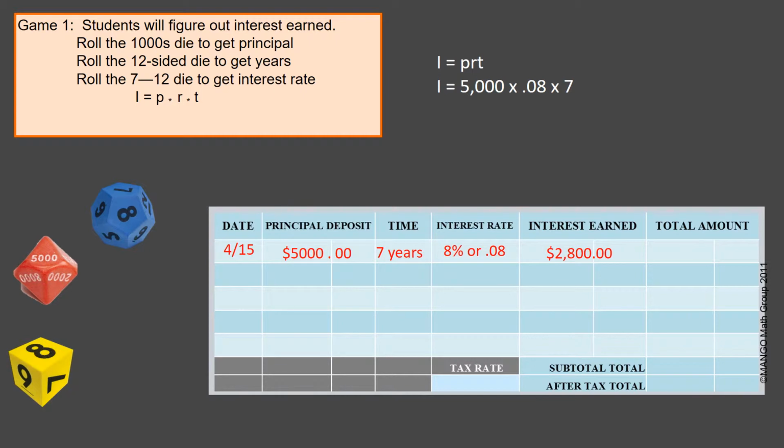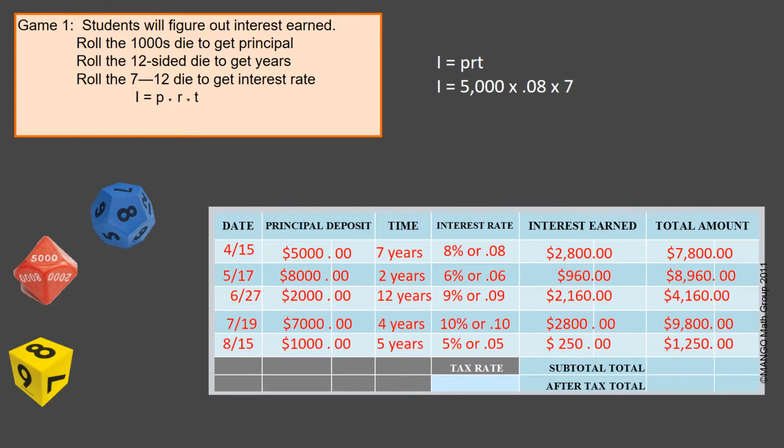So they're going to write that amount in, and then they're going to total that with their principal. They started out with $5,000. They earned, after 7 years, $2,800, and they're going to add those two numbers together. They're going to do that for every row there is on there. So there's a total of 5 different rolls that are going to happen to generate those numbers.